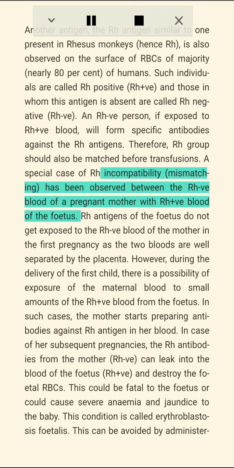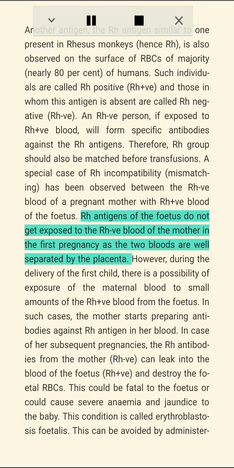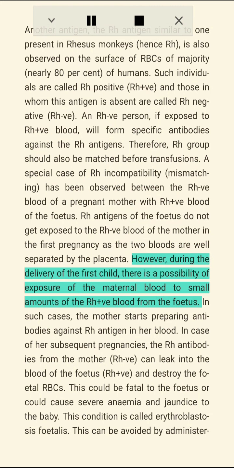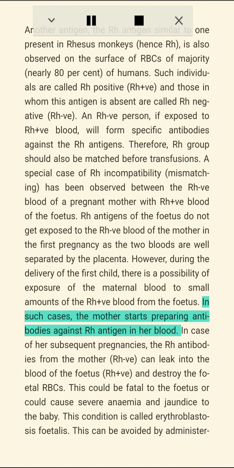A special case of Rh incompatibility, mismatching, has been observed between the Rh -ve blood of a pregnant mother with Rh +ve blood of the fetus. Rh antigens of the fetus do not get exposed to the Rh -ve blood of the mother in the first pregnancy, as the two bloods are well separated by the placenta. However, during the delivery of the first child, there is a possibility of exposure of the maternal blood to small amounts of the Rh +ve blood from the fetus.